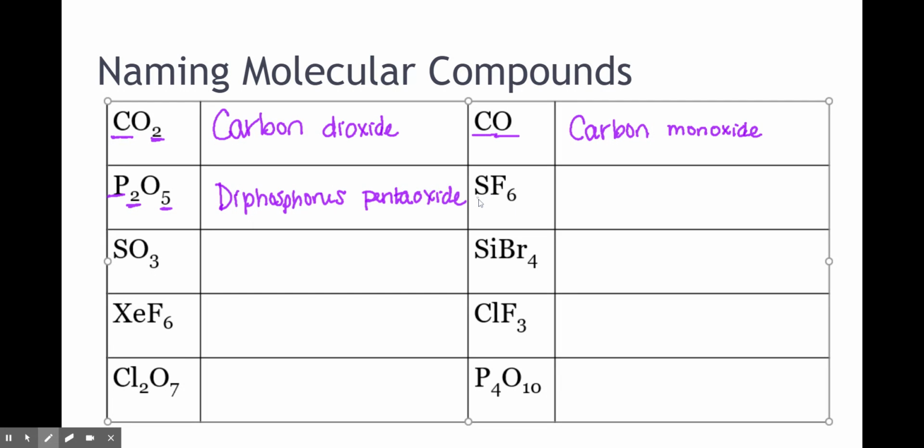Our next example, we have one of the sulfur. So it's just sulfur. We have six of the fluorine. So it's hexafluoride. Next example, we have one of the sulfur, so it's just sulfur. Three of the oxygen, trioxide.